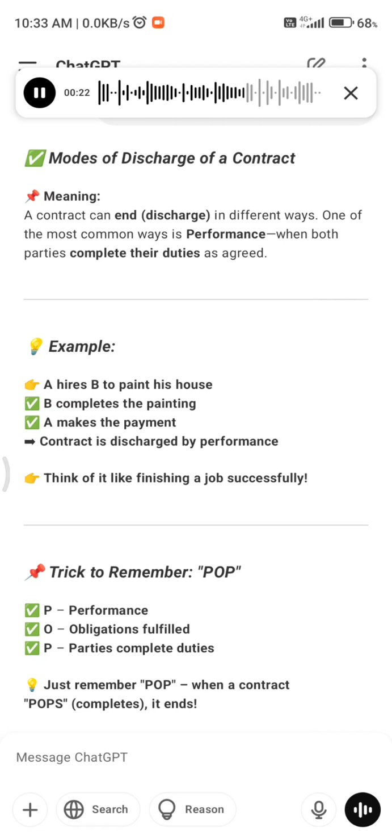Think of it like finishing a job successfully. Just remember performance. Obligations fulfilled. Parties complete duties. Just remember POP. When a contract pops, it ends.